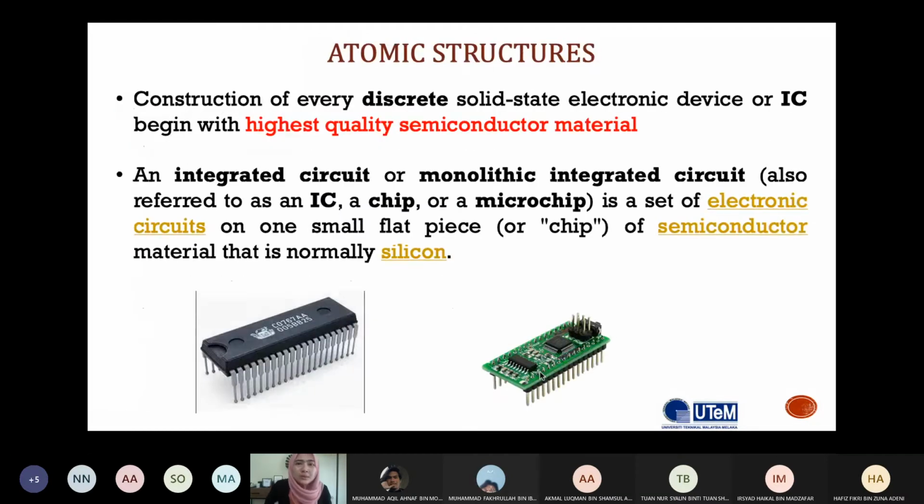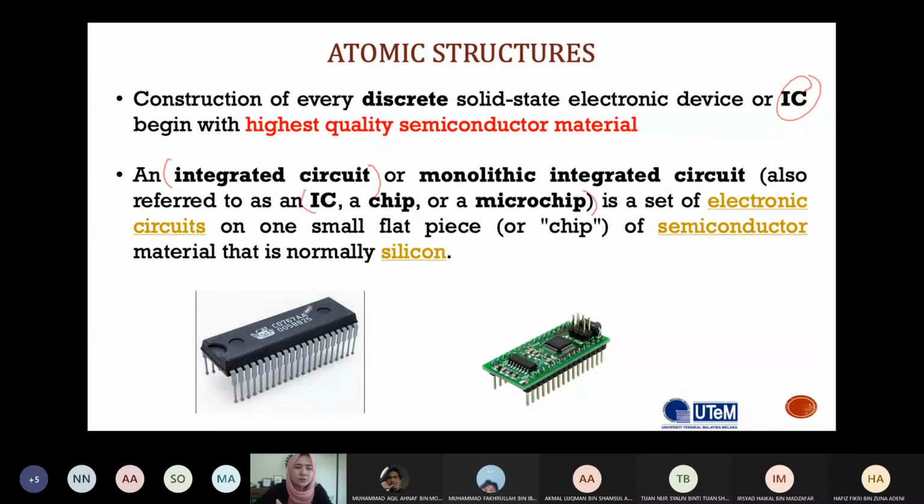First, let's look at the atomic structure of a semiconductor. Over here it states that every discrete solid state electronic device or IC, where IC is integrated circuit, begins with the highest quality semiconductor material. So basically, the first thing when you want to design an integrated circuit, the most important thing is that we need to use the highest quality semiconductor material.